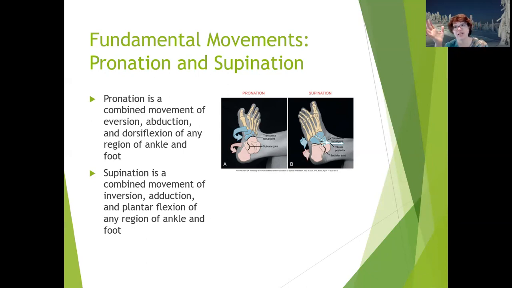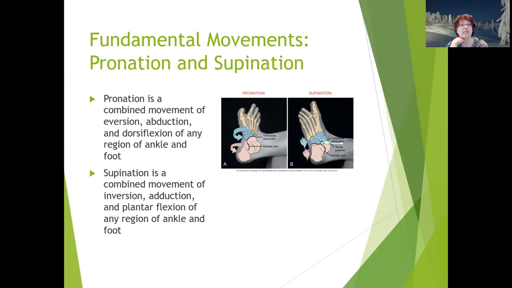Pronation and ankle. Pronation is the combined movement of eversion, abduction, and dorsiflexion in any region of the foot and ankle. So the navicular is going to move towards the plantar aspect of the foot. That's our eversion, dorsiflexion of the ankle, and abduction of the foot. So it's a triplanar movement.